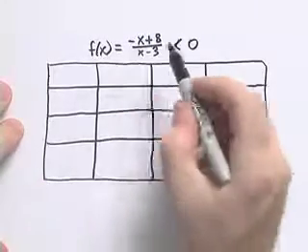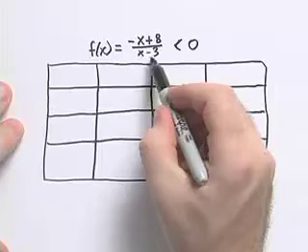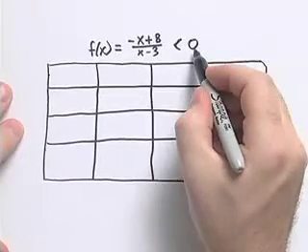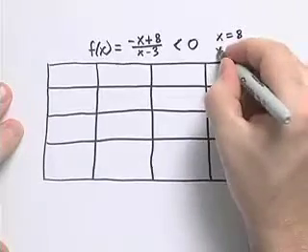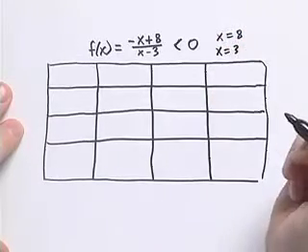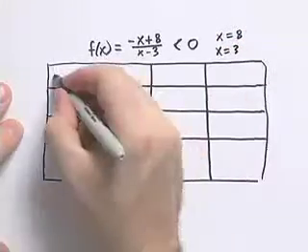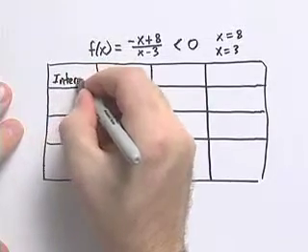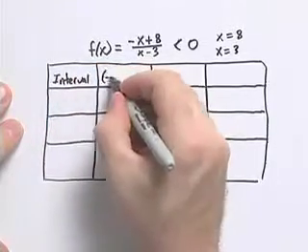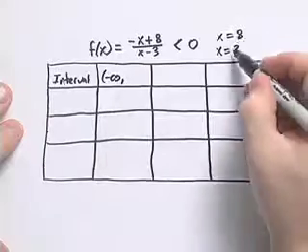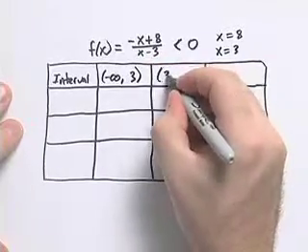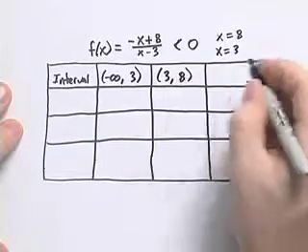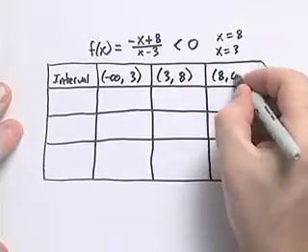We're now going to use a table and the breakpoints that we found to finish solving our inequality. We've got our function f of x is negative x plus 8 divided by x minus 3. We want that to be less than 0. And we're going to use the values x equal to 8 and x equal to 3 to break up the x-axis. We need to write down some intervals. We're going to start at negative infinity, go up to our first breakpoint, which will be 3. We'll go from 3 to the next breakpoint, which is 8. And we'll go from 8 to infinity.